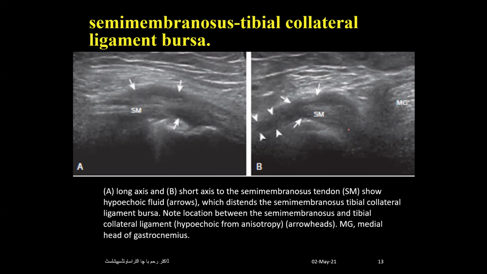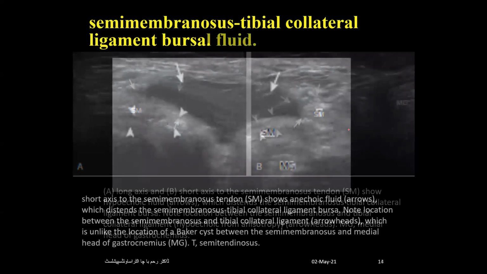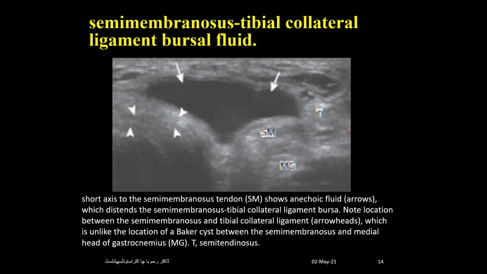Semimembranosus tibial collateral ligament. In cases of the tibial collateral ligament, you can say medial collateral ligament, in some settings there will be a bursa which will distend, just beneath the medial collateral ligament and semimembranosus tendon. That's why this is called semimembranosus tibial collateral ligament bursa. But in cases of any distension, you can see over here this one. This semimembranosus tendon, this is the medial head of gastrocnemius muscle, and this is the bursa. Okay.